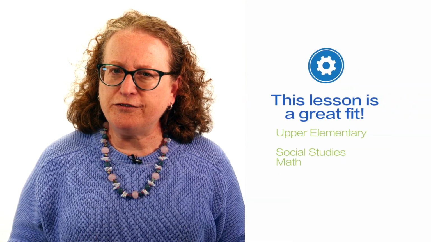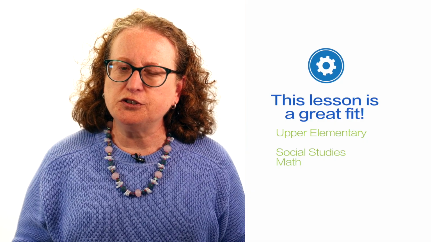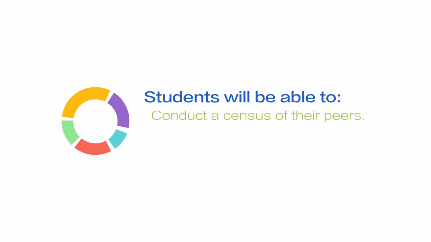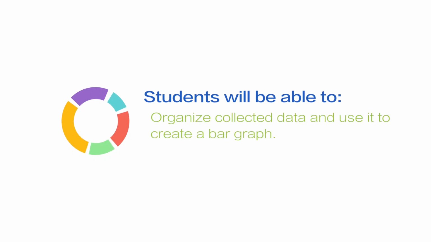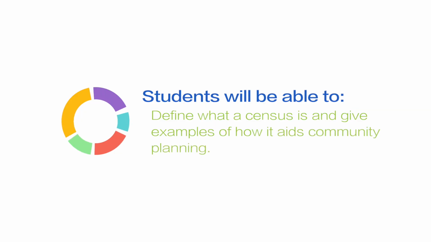This activity helps students understand the purpose of a census and builds their skills in collecting, graphing, and analyzing data. This lesson is a great fit for upper elementary grades and is a wonderful combination of content and skills for social studies and math. By completing People Count, students will be able to conduct a census of their peers, organize collected data and use it to create a bar graph, analyze data to provide informed answers for questions about the business needs of a community, and define what a census is and give examples of how it aids community planning.